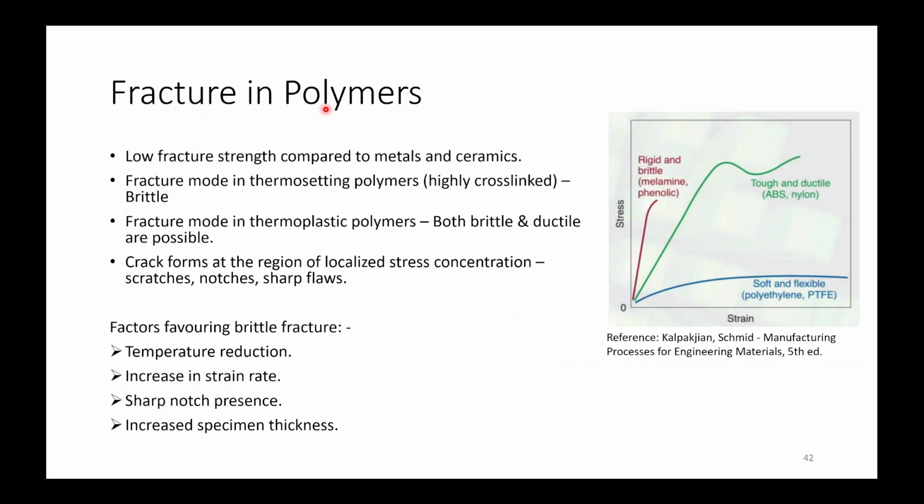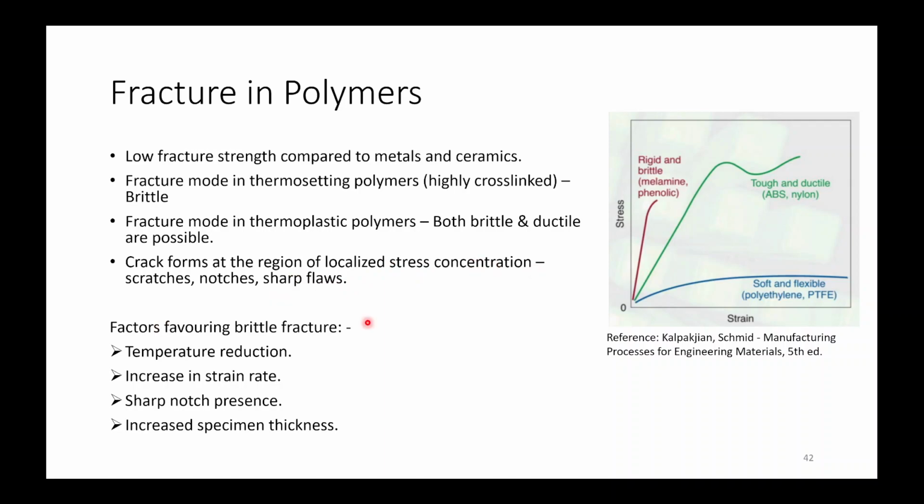Now, fracture in polymers. Polymers have low fracture strength compared to metals and ceramics. The fracture mode in thermosetting polymers is brittle because they are highly cross-linked. In thermoplastics, both brittle and ductile fracture are possible. The crack will form at a region of localized stress concentration. So scratches, notches, and sharp flaws all provide stress concentration.